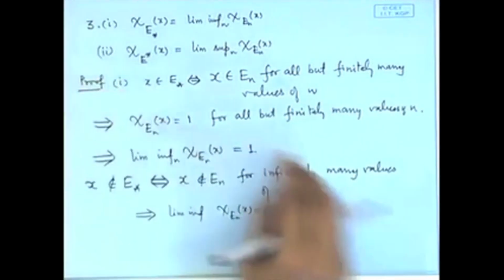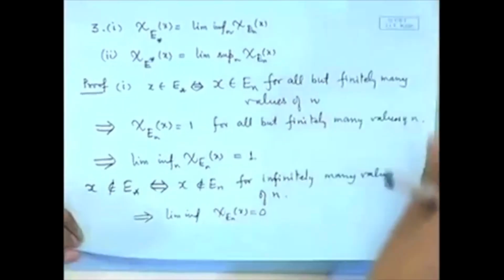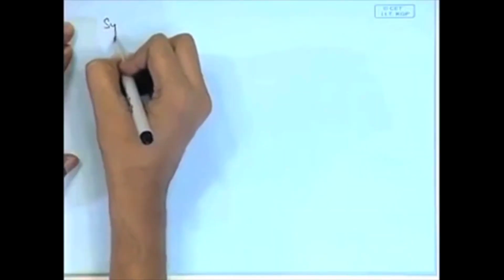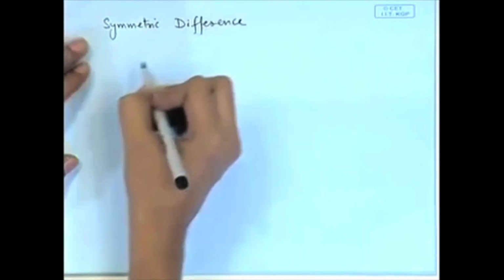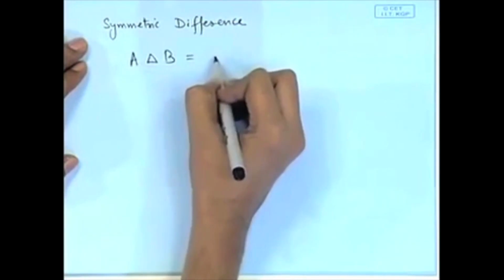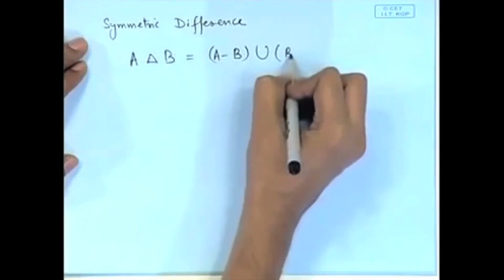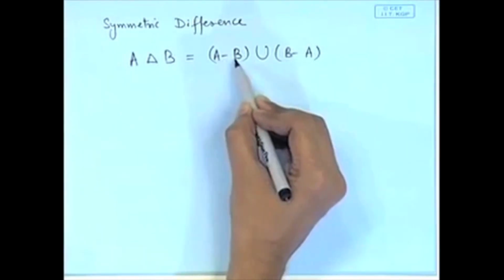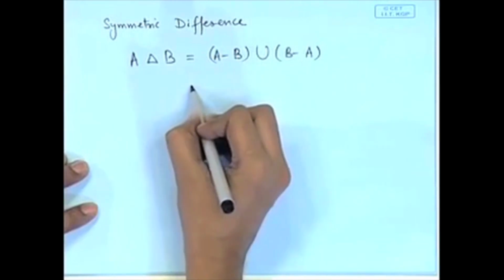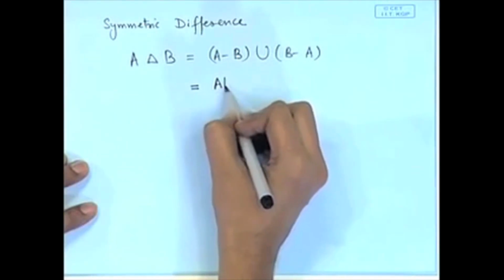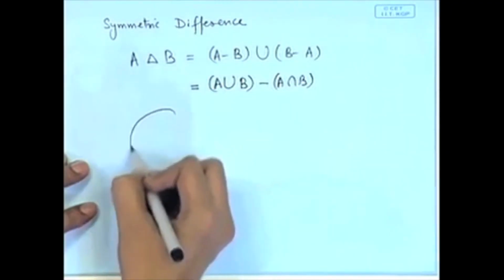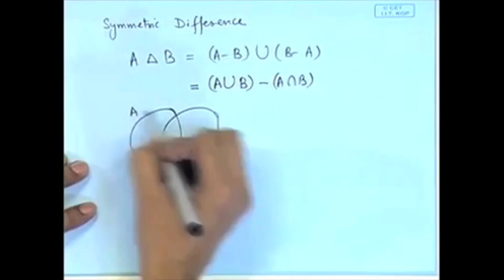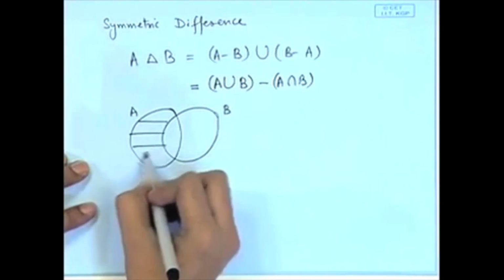A useful relation which is used in set theory is that of symmetric differences. The concept of symmetric difference is defined by A delta B is equal to A minus B union B minus A. So, you can see here that A minus B and B minus A are both combined together, and that is why it is called a symmetric difference. An equivalent interpretation for this is A union B minus A intersection B. From the Venn diagrams, we can see that if I have two sets A and B, then the symmetric difference is the shaded portion.